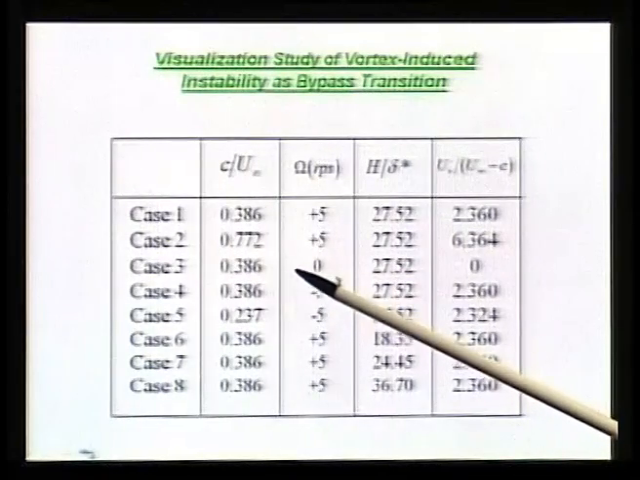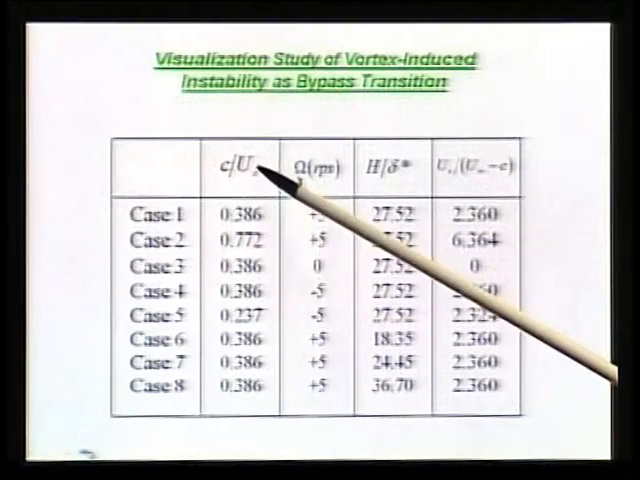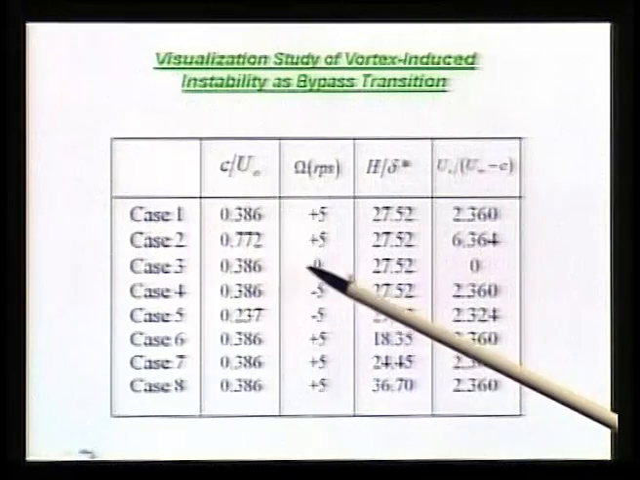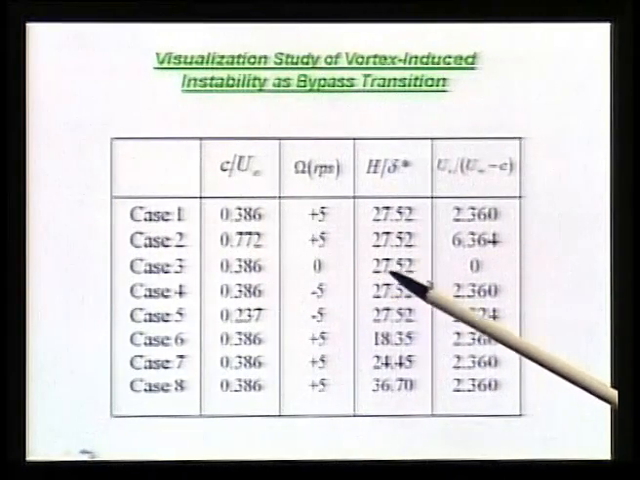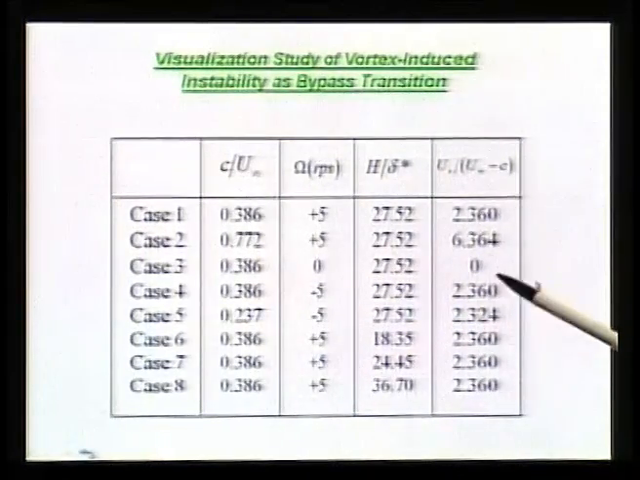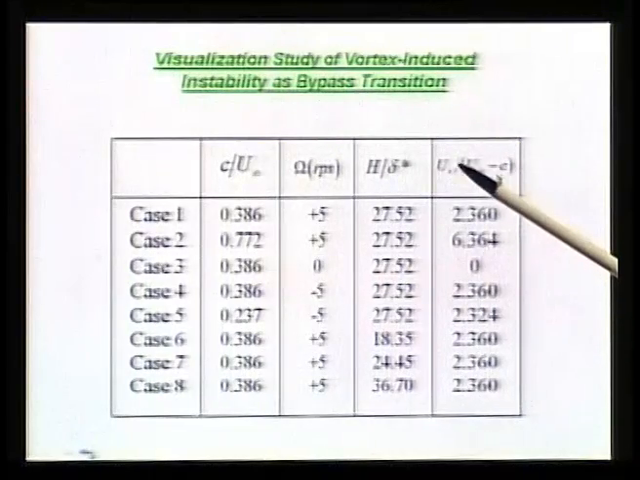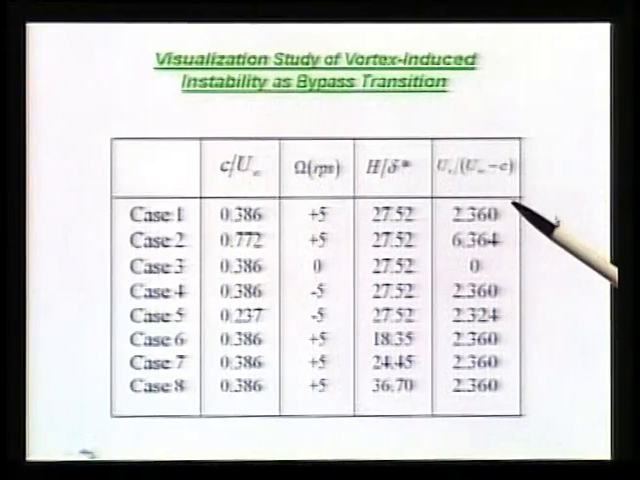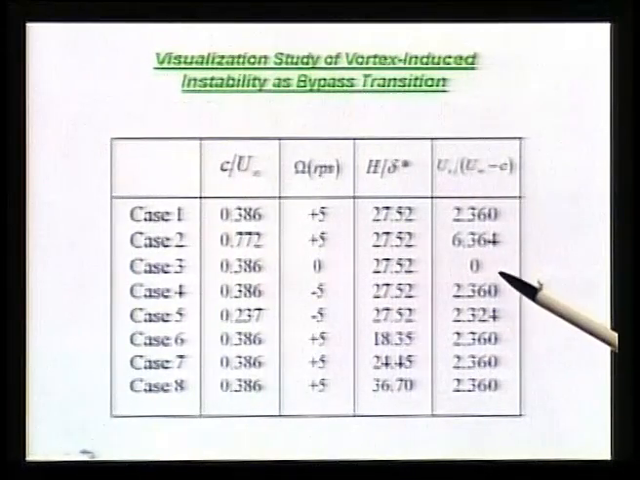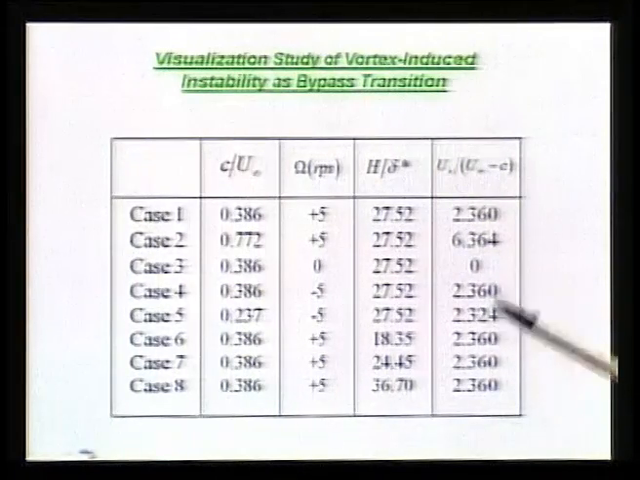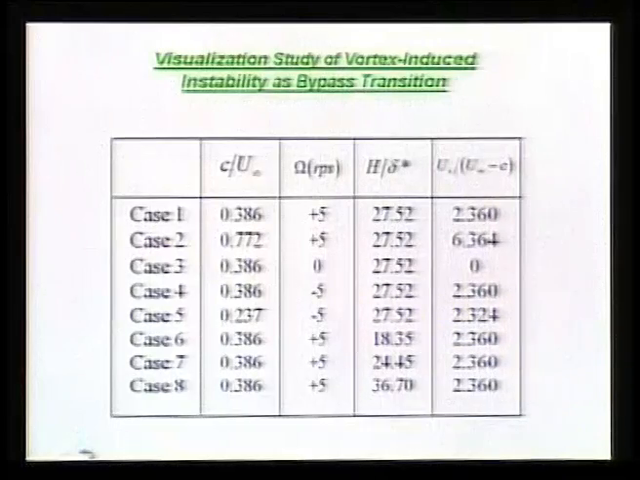In this case the cylinder was just simply translated, but there was no rotation, and of course, then this last parameter, which basically gives you the ratio of the surface speed divided by the relative speed of the free stream with respect to the cylinder. So, in that case surface speed is 0. So, that is what you are seeing. This is a case of a pure translating cylinder.